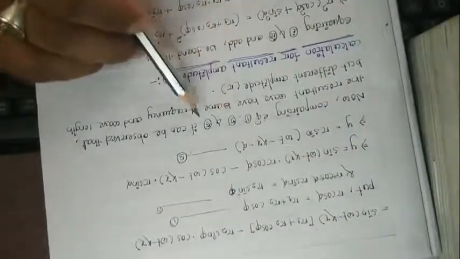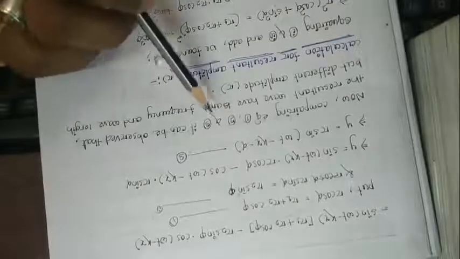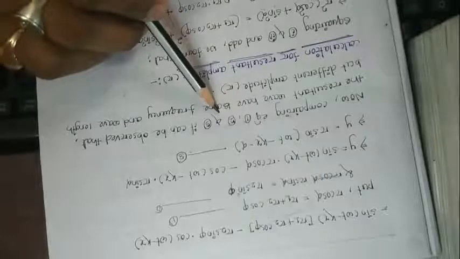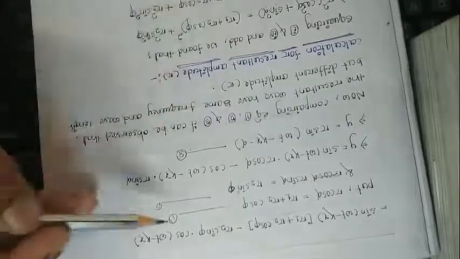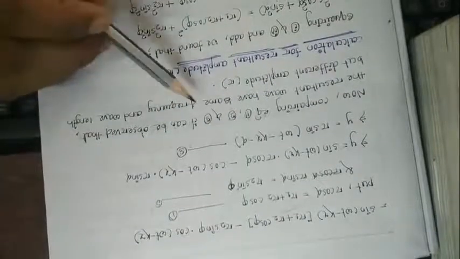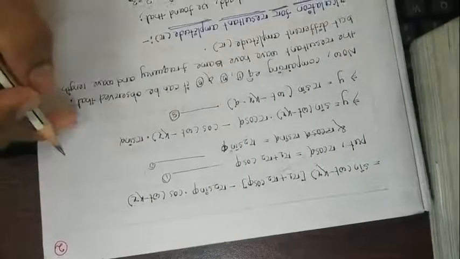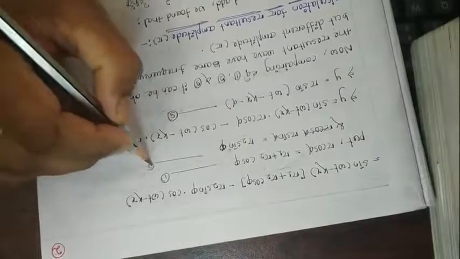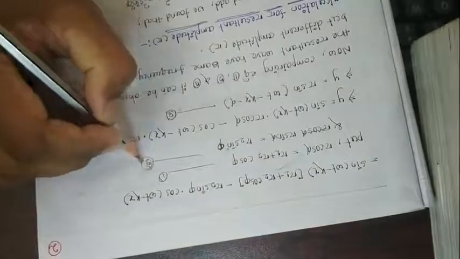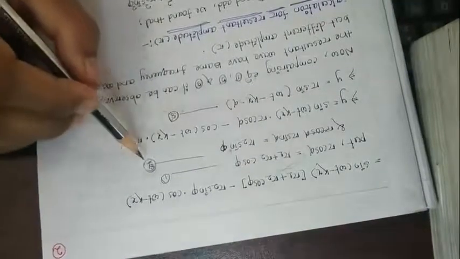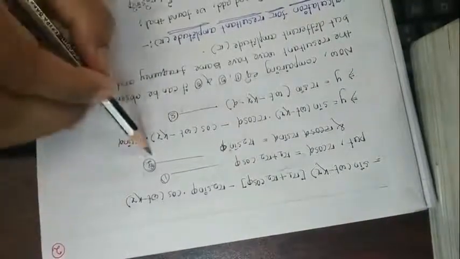Now comparing equation numbers 1, 2 and 3, it can be observed that, considering equations 1, 2 and 3, this is the equation number 2. You have to write this is the equation number 2. Correct your note where I am correcting. So this is equation number 2.